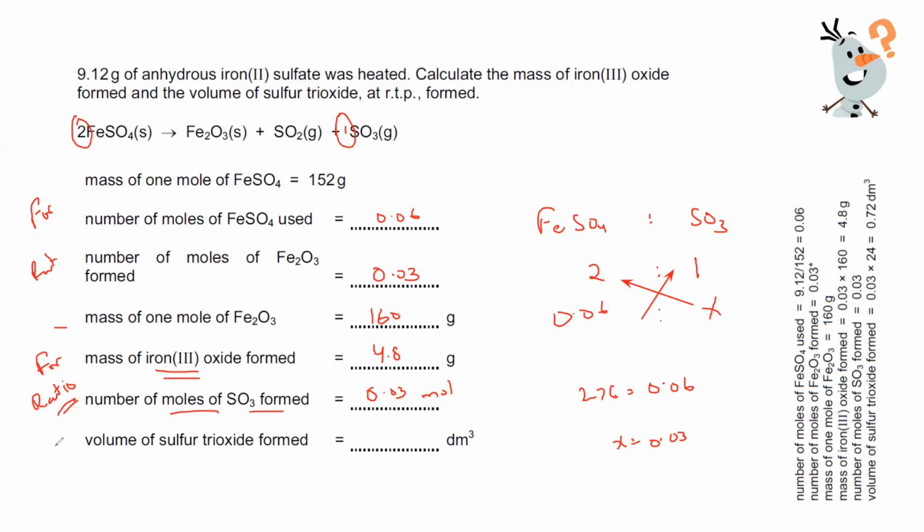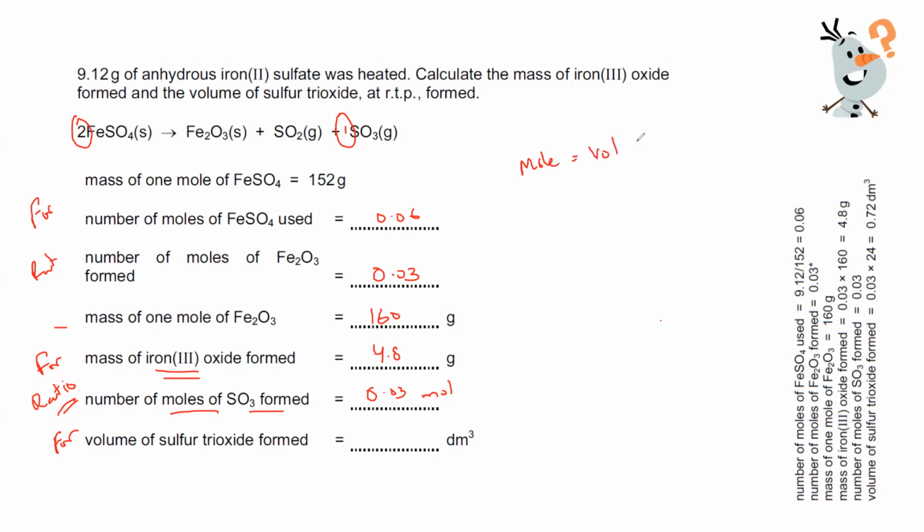So we'll use the formula which relates the moles with volume: moles of a gas is volume of a gas divided by 24. So moles are 0.03, volume of gas is unknown, divided by 24. 24 is divided, on the other side it will be multiplied. So it will be 0.72 decimeter cube.